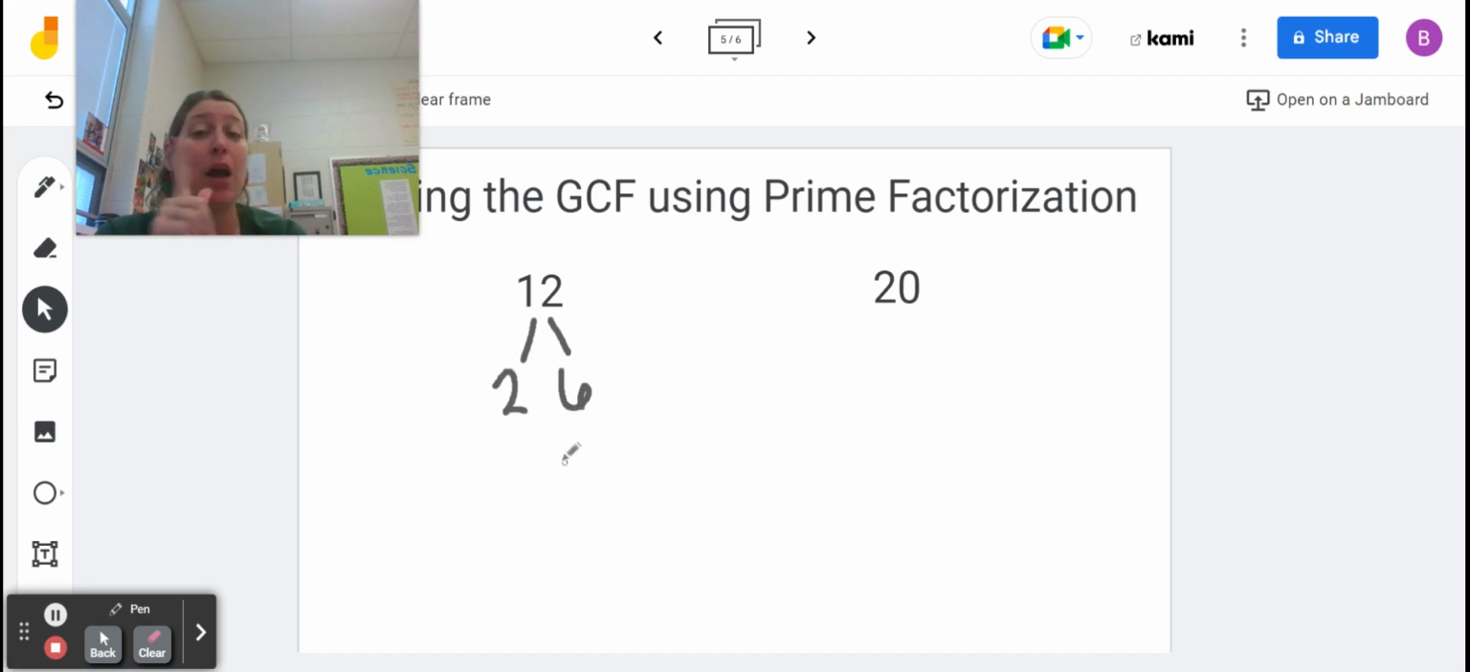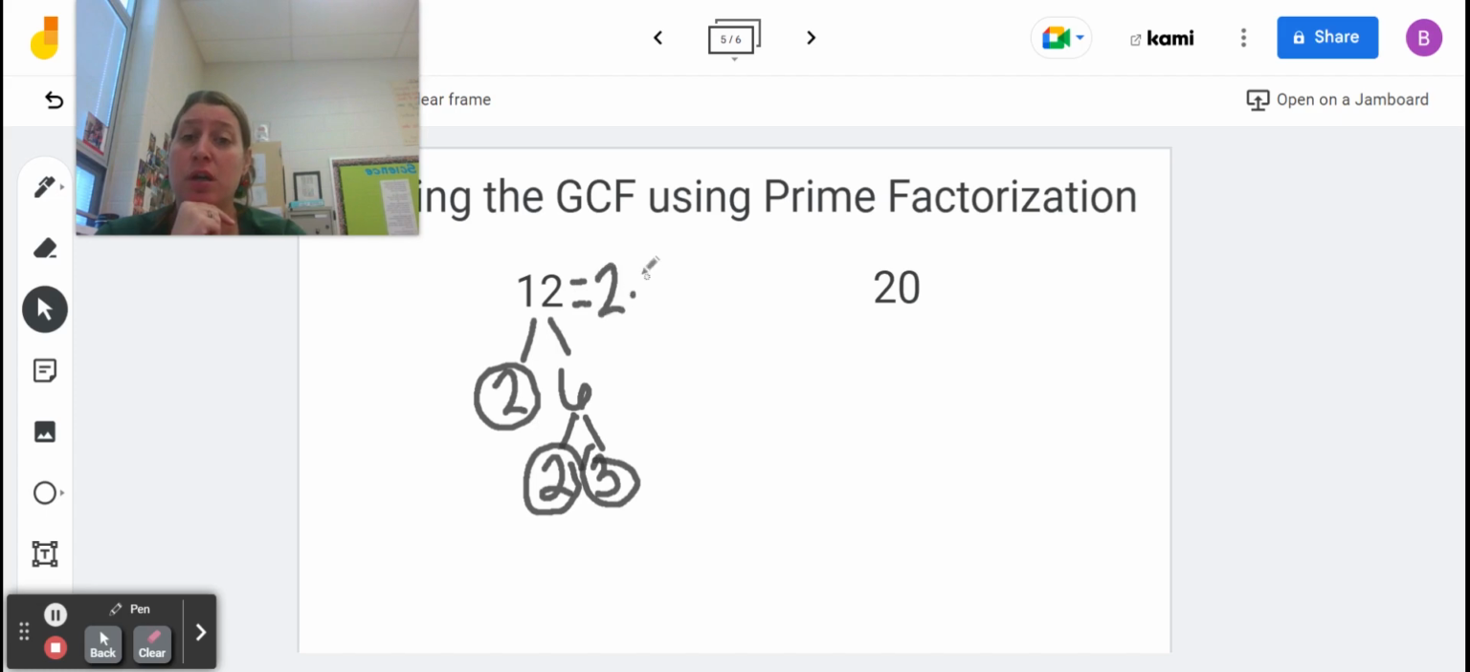2 and 6. One's prime, one's composite. Which one's prime? The 2. So I'm going to circle the 2. 6 is composite, so I need to continue to break it down. 2 times 3 will give me 6. So those are my factors. I need to ask myself, are either of those prime? They're both prime, so I'm going to circle them. So then my prime factorization for 12 is 2 times 2 times 3.